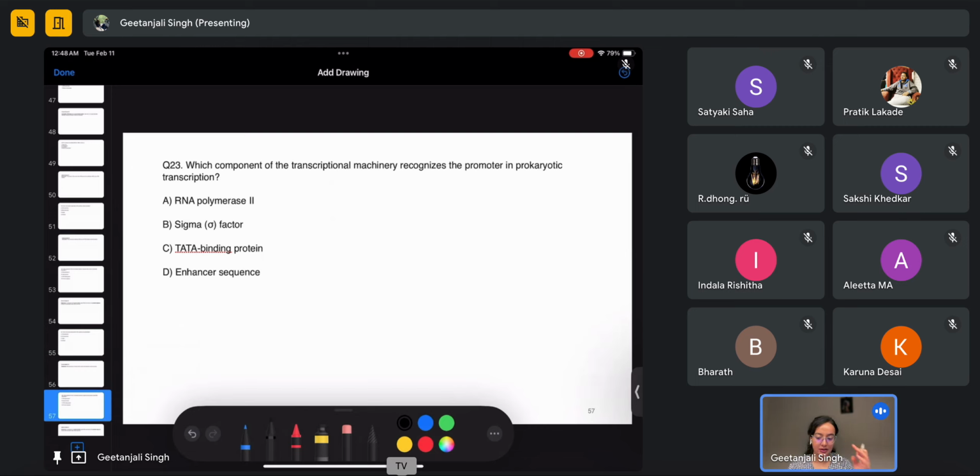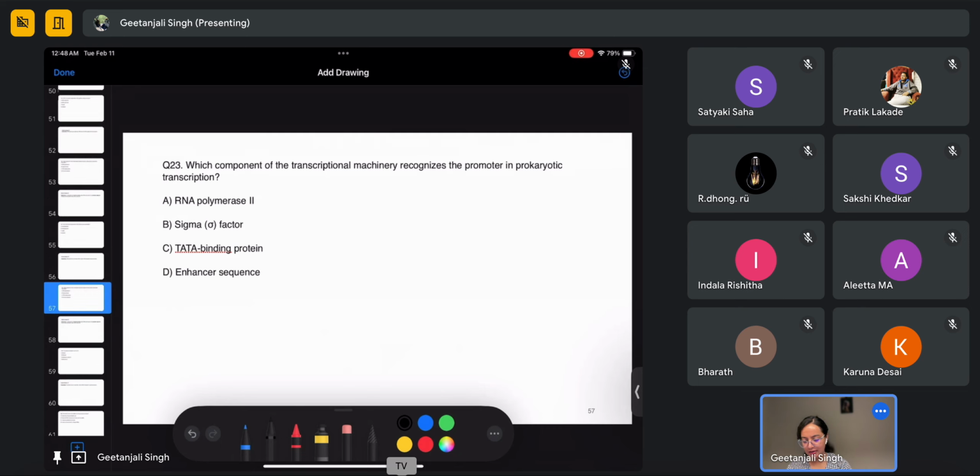Let's see the next question. Which component of transcriptional machinery recognizes the promoter in prokaryotic transcription? We did this. I'm sorry.